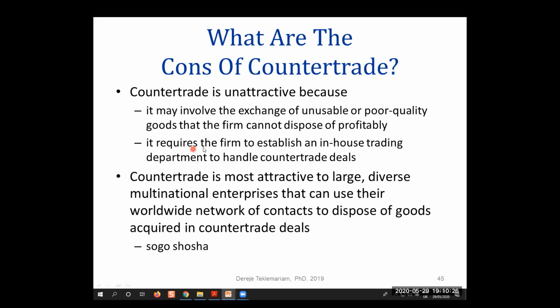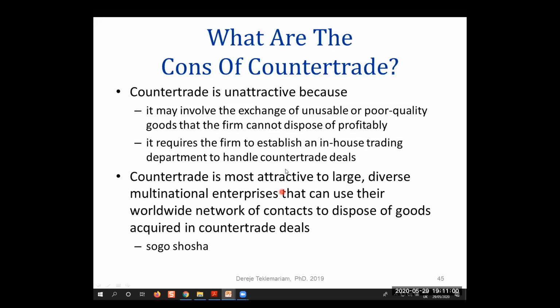The second disadvantage is that counter trade also requires firms or companies to establish an in-house trading department to handle counter deals. If they have counter deals, they have to manage them, and to manage them they are forced to open a separate department. Opening a separate department definitely has its own costs, okay?